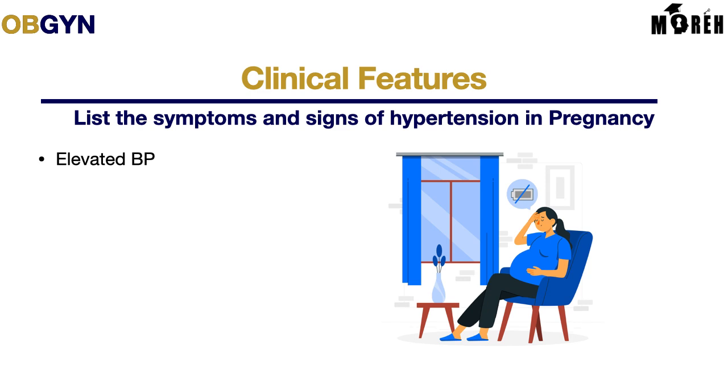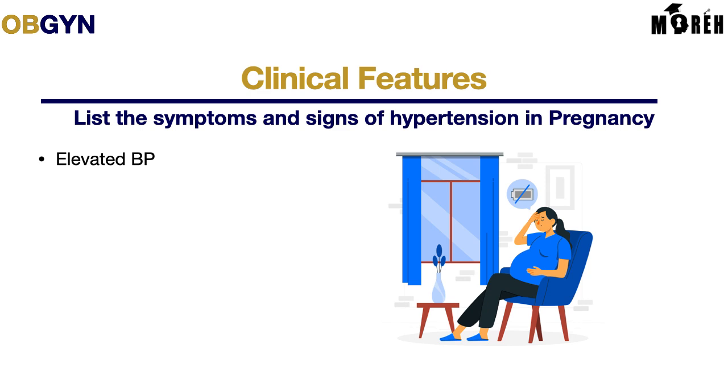For example, when it comes to preeclampsia, it's divided in two. There's mild and severe. So if it's mild, then it's greater than 140 systolic but less than 160, and diastolic is greater than 90 but less than 110. Then if it's severe, then systolic is greater than 160 and diastolic is greater than 110.